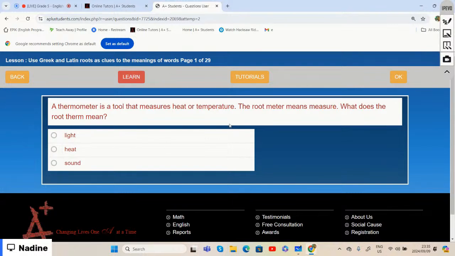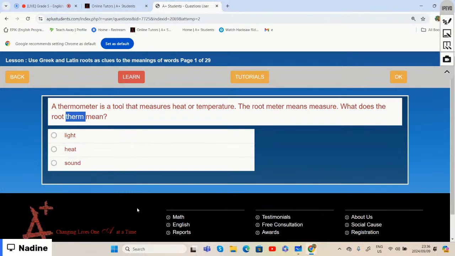All right, here it says a thermometer is a tool that measures heat or it measures temperature, right? The root meter means measure. What does the root therm mean? If the root meter means measure, what does the root therm mean? Does it mean light? Does it mean heat? Or does it mean sound?